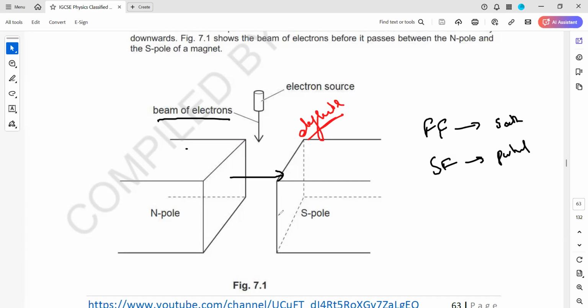The second finger is representing the direction of the particle. Where is the thumb pointing? Towards you. So this is called out of the page. When the thumb is pointing towards you, it's out of the page. If it's a positive particle, it should go out of the page. But because it's a negative particle, it should go into the page.